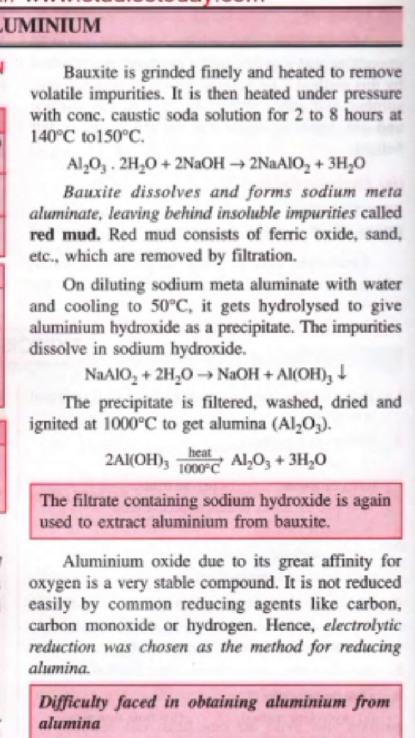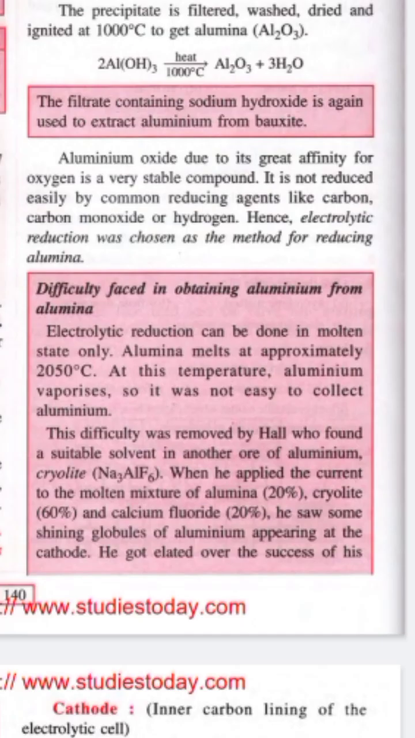So this entire procedure, these reactions and equations, you have to remember it very nicely. Practice it in your copy and it will easily go into your mind. The filtrate containing sodium hydroxide is again used to extract aluminium from bauxite. So this NaOH, which was formed in the second equation, is again used in the first process. So NaOH is acting like a catalyst in this case. It is not getting used up, it is just circulating throughout the entire procedure.